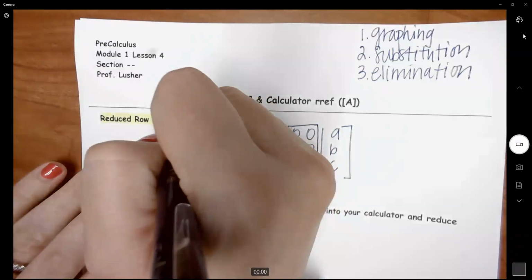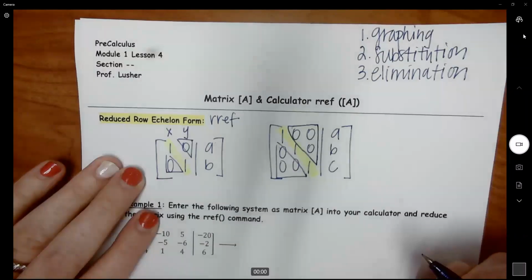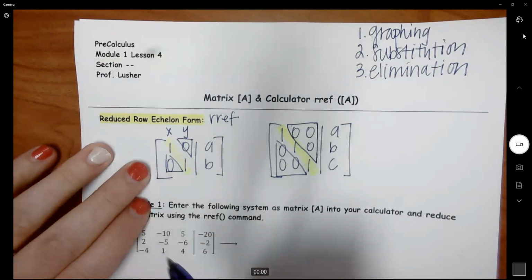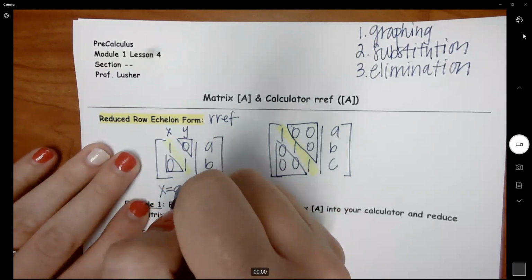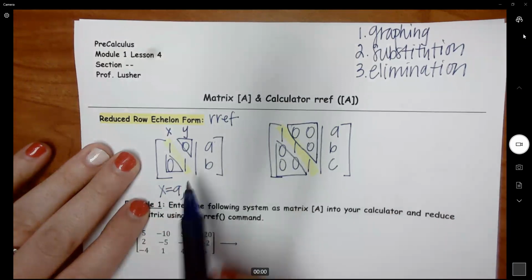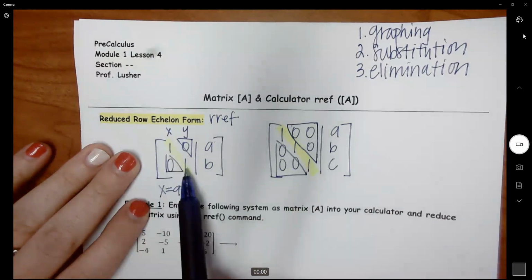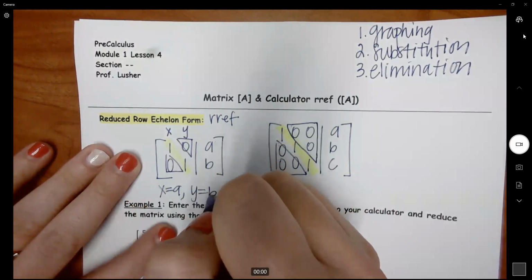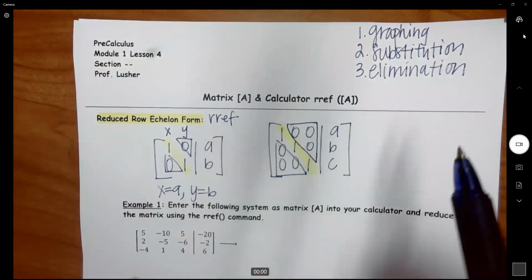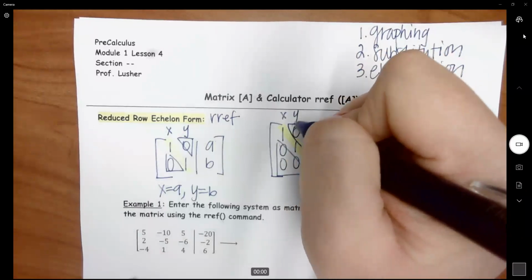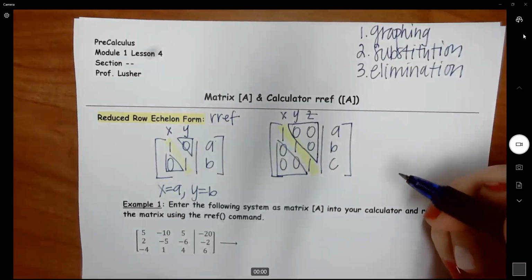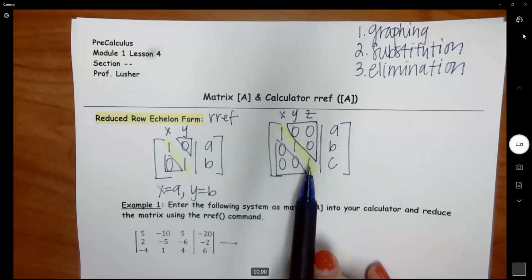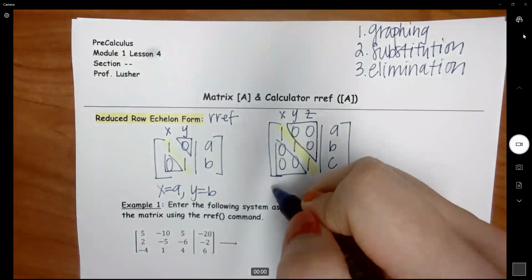So if this is my X, Y column, this tells me 1X, 0Y equals A. So this tells me X equals A. It tells you the answer. Here we have 0X, 1Y equals B. So Y equals B. Over here, if this is X, Y, and Z, this tells you X equals A, Y equals B, and Z equals C.